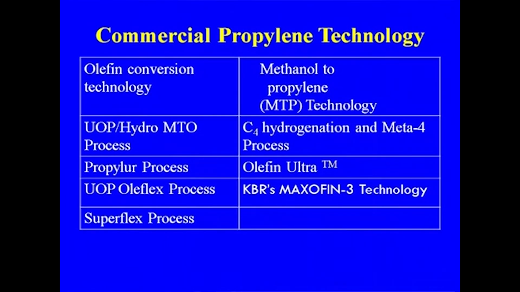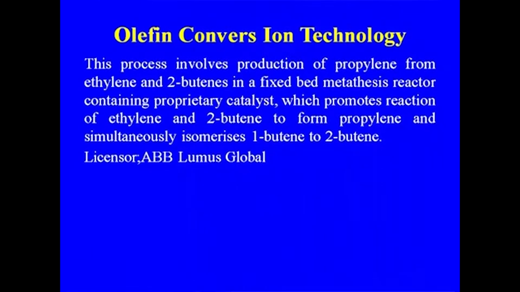These are some of the commercial propylene technologies: EOP hydro MTO process, propylene process, EOP Olefinx process, Superflex process, olefin conversion technology. This process involves production of propylene from ethylene and two butenes, which I was telling, that is in the case of metathesis also that we are doing. The ethylene and two butenes go into a fixed bed metathesis reactor, containing a proprietary catalyst which promotes the reaction of ethylene and two butene to form propylene, and simultaneously isomerizes one butene to two butene. So, that will be again available. The licensor is ABB Lummus Global.